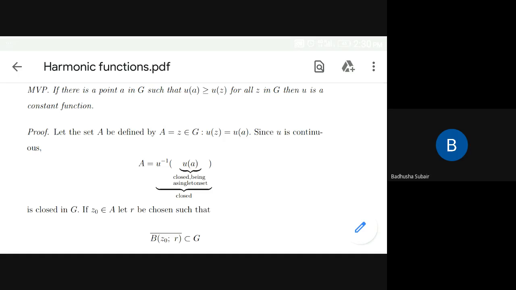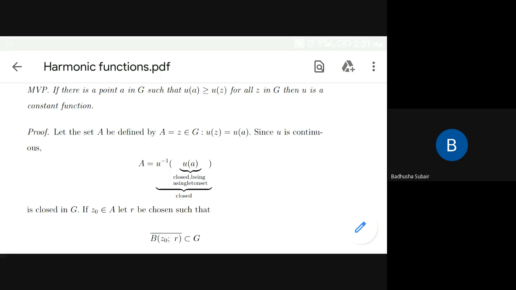Now, since G is a region, which means G is a connected open set, we have to prove A is both open and closed. That is, A is both open and closed and G is connected. A is closed means its complement is open, and A open means its complement is closed. Here, if A is both open and closed, which means its complement is also both open and closed, which implies that G can be written as their union. And here we obtain a contradiction. Therefore, A cannot be a proper subset of G, and hence A equal to G can be easily obtained. So this is our procedure.